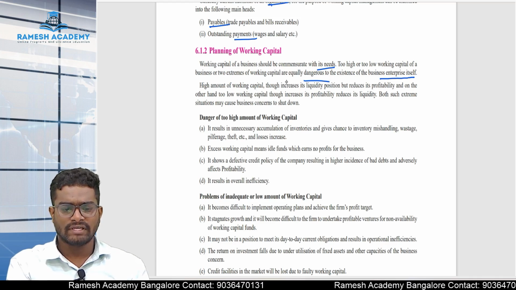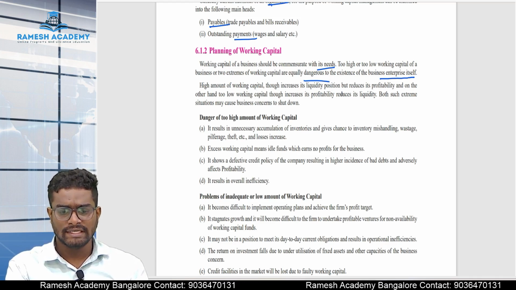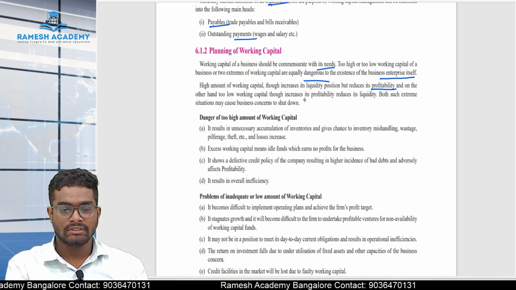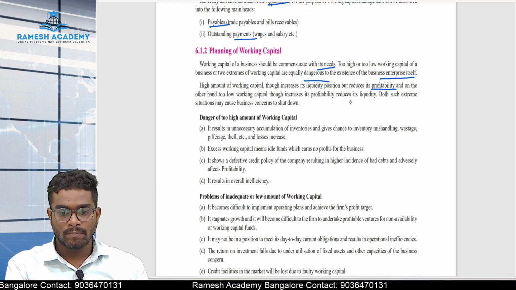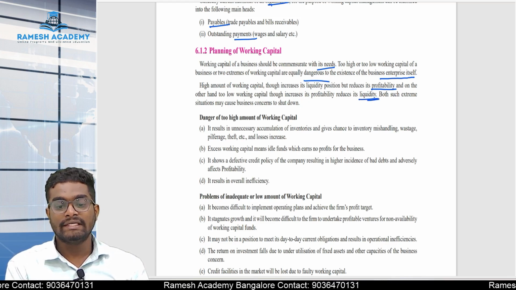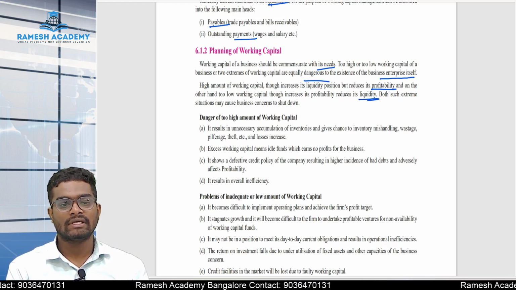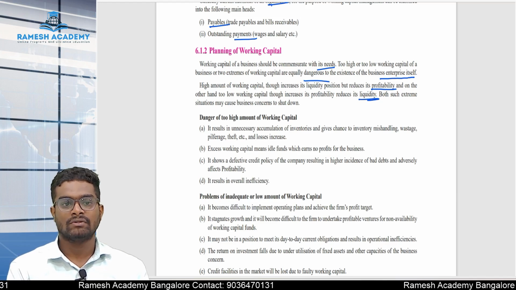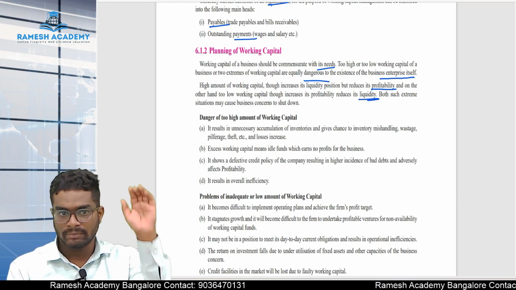A high amount of working capital, though it increases the liquidity position, reduces the profitability, and on the other hand, low working capital, though it increases the profitability, reduces its liquidity. So if you are maintaining more working capital, it will reduce the profitability because you would have taken an external loan, for that you have to pay interest, so profitability will come down.